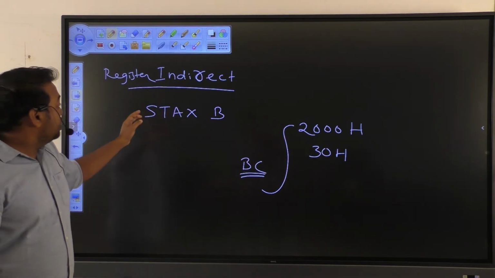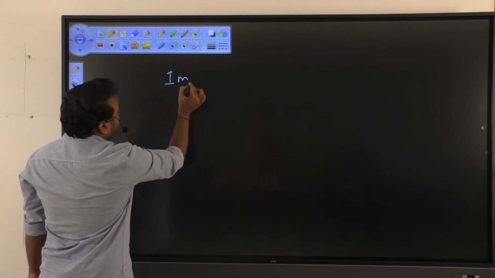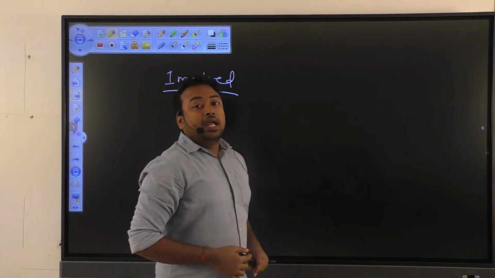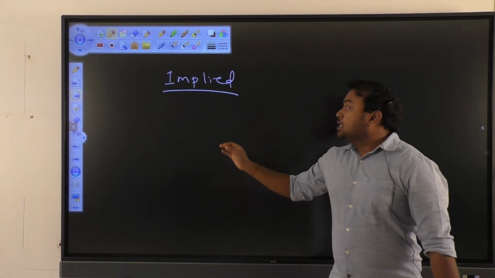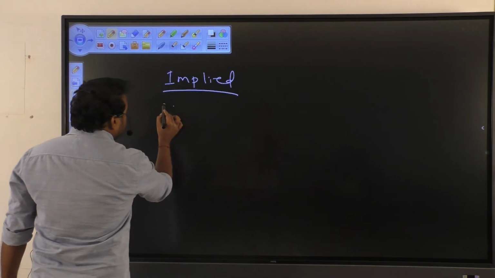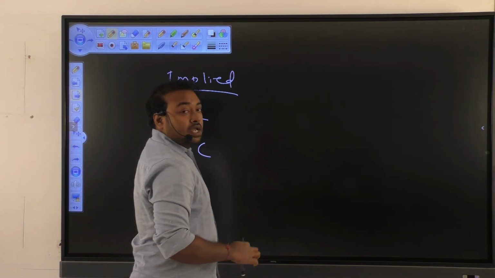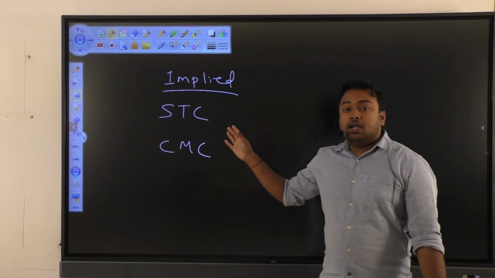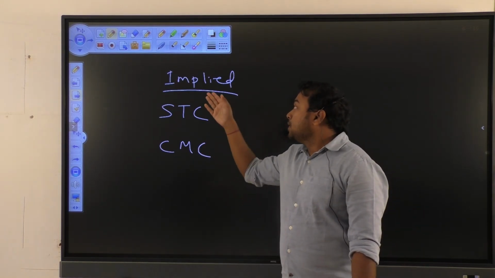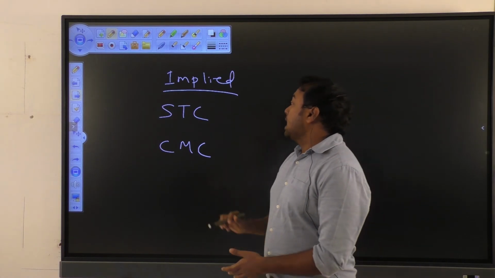Then we will go to implied addressing mode. In implied addressing mode, there is no operand or address. That is STC, CMC. Here the operand is implied in the instruction itself. The data or operand is implied in the instruction itself.